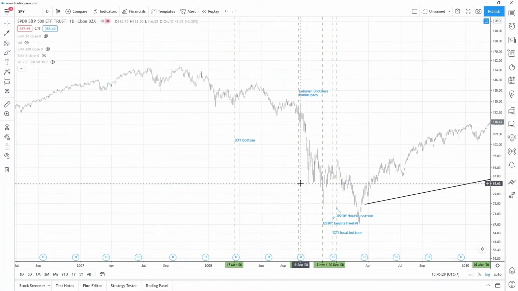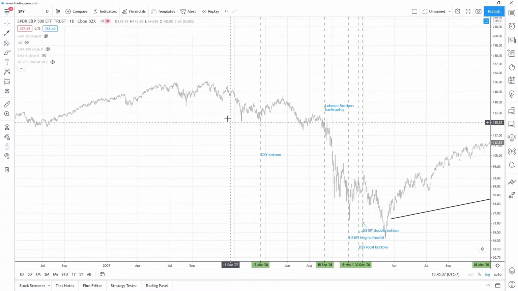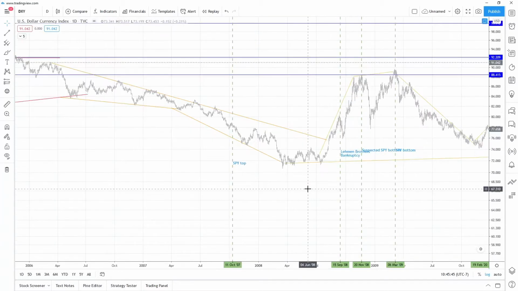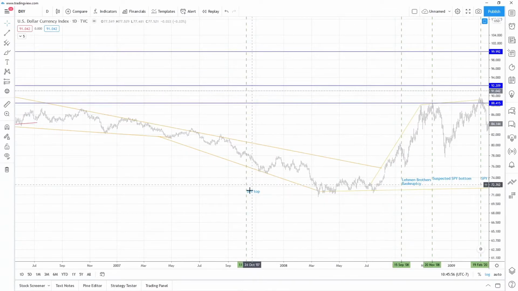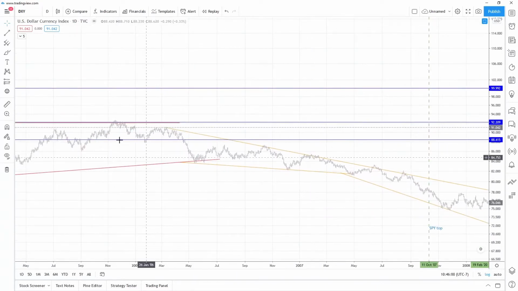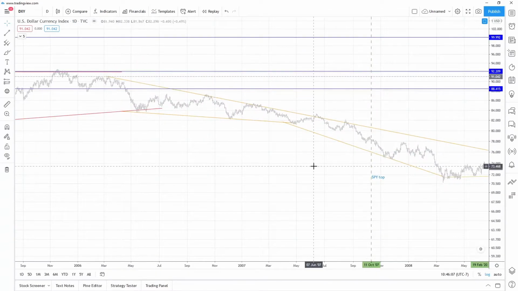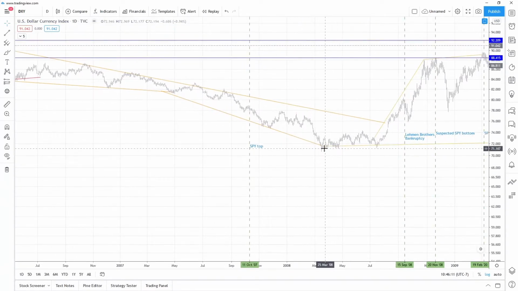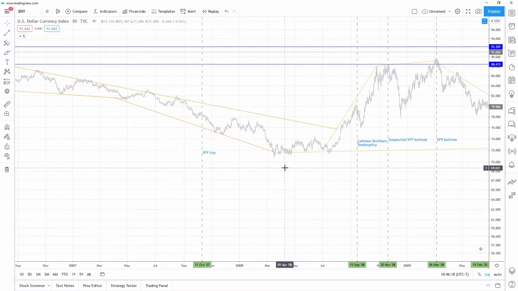Now the first event, March in 2008, was the DXY bottom. So flipping over to the DXY, you can see here this was where that SPY top was in October, and the dollar index had been in a downtrend for many years. Since 2006 it had been in an extended downturn. And right here, March 2008, this was the all-time low for the dollar index. So the dollar was worth the least relative to other currencies that it ever has been.